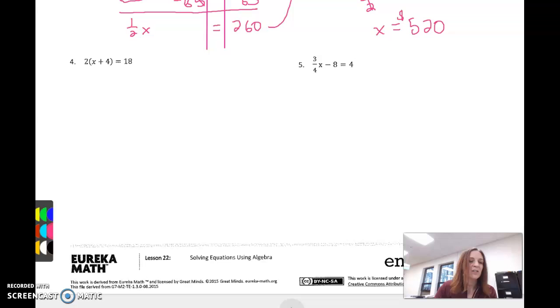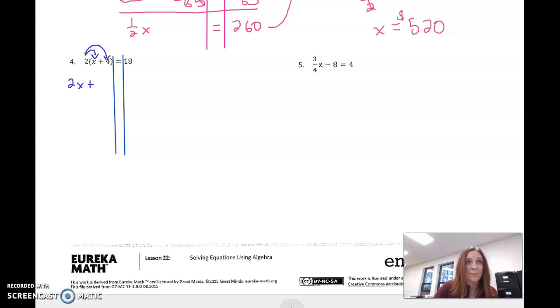Okay, first of all, we need to look at our equation, find my equal sign, and simplify each side. So nothing to simplify here, but here again we need that distributive property. So I'm going to go 2 times x, plus sign there, so I'm going to write a plus sign here, 2 times 4. 2 times 4 is 8, equals 18.